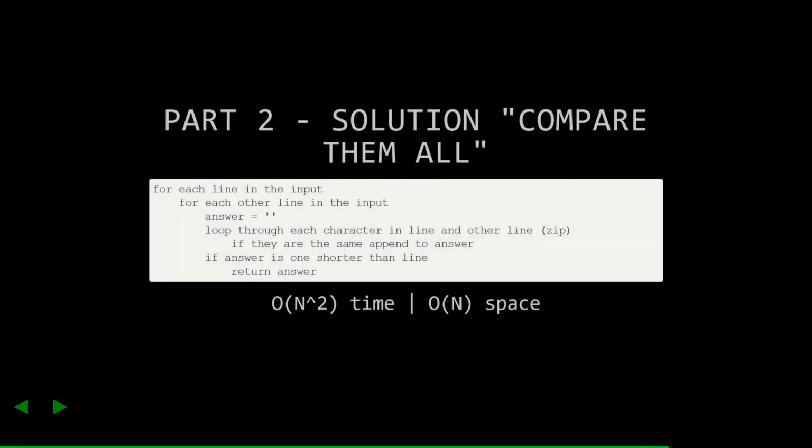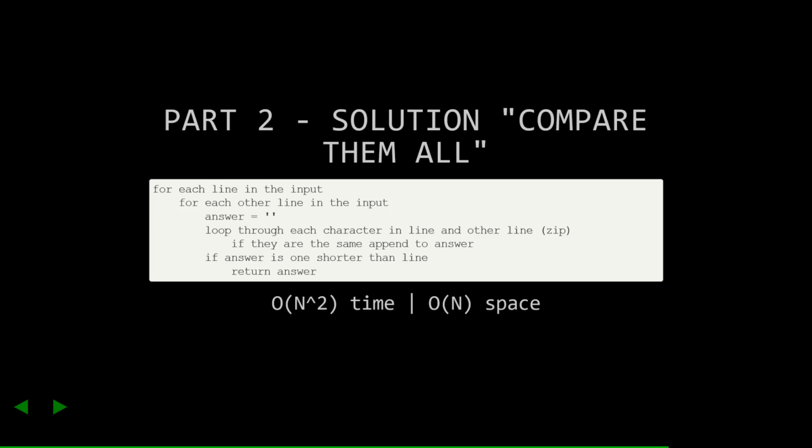The first solution that I came up with is, in my opinion, the more straightforward solution to the problem. Basically, we just compare every box ID with every other box ID. I saw a bunch of other people's solutions which did largely the same thing, and the only main difference was how they compared the 2 lines together.